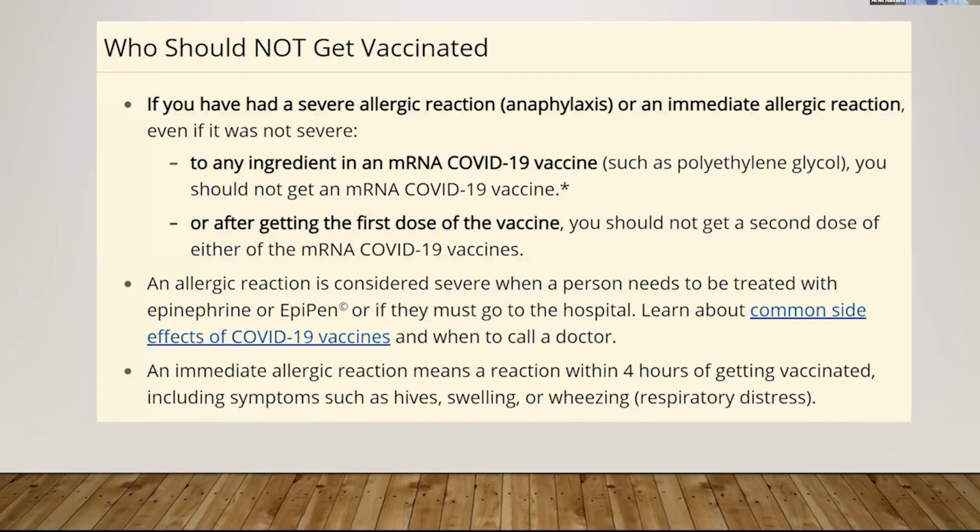So who should not get vaccinated, at least from the mRNA vaccines? Anyone who's had a severe allergic reaction, or even if it was not severe, anyone who's allergic to any of the ingredients in the COVID-19 vaccines. Anyone who got an allergic reaction after the first shot should not get the second shot either. And an allergic reaction is considered anyone who was treated with an EpiPen or was told to go to the hospital after they got the vaccine.